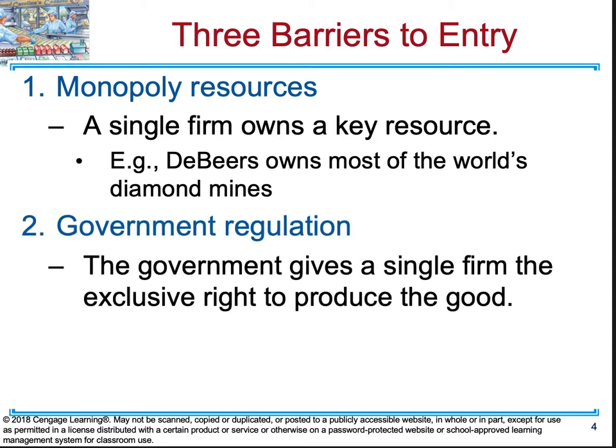Another barrier is government regulation. Sometimes the government does help create monopolies. An example of this would be patents and copyright laws. Basically, the government gives a single firm the exclusive right to produce the good.